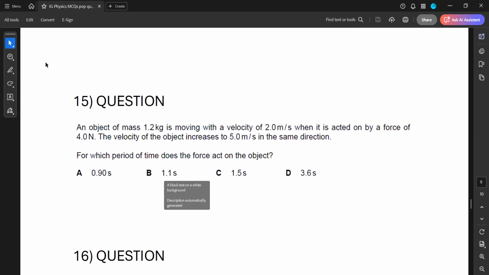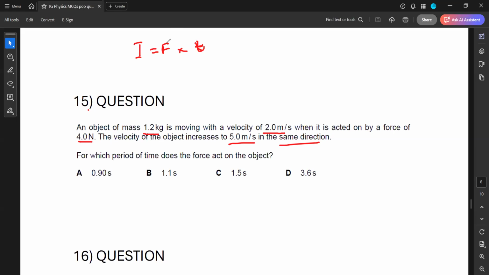In question 15, an object of mass 1.5 kg is moving at a velocity of 2 meters per second. When it is acted on by a force of 4 Newton, the velocity of the object increases to 5 in the same direction. For which period of time does the force act on the object? So we have the formula that impulse is force multiplied by time.